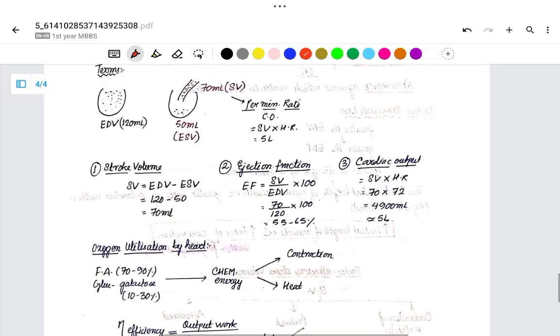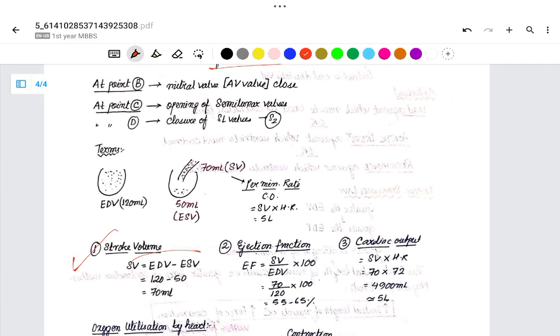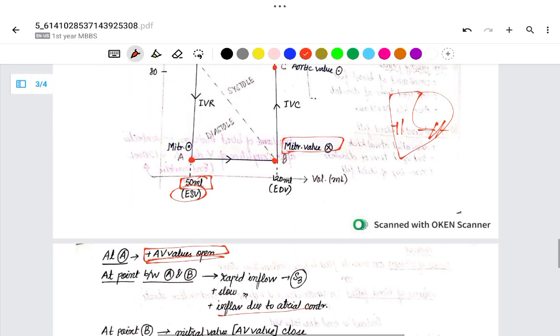Okay, with this you can see the stroke volume. Ejection fraction is stroke volume divided by the end diastolic volume, times 100, and cardiac output is stroke volume times heart rate, which is approximately 5 liters per minute. So that's it for the cardiac cycle.